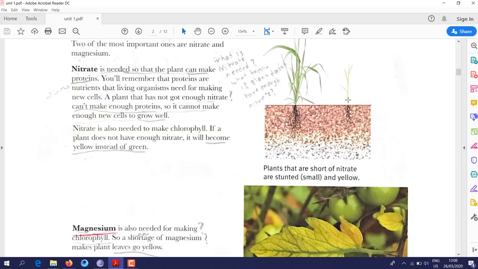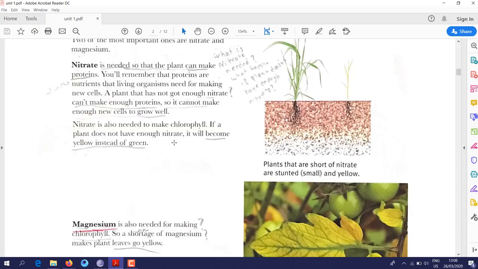Why are these two plants this way? It's because of the protein. Here, this plant is getting enough protein, while this plant is not getting enough protein. So nitrate is needed for the plant to make protein. What's the function of protein? It helps making new cells.